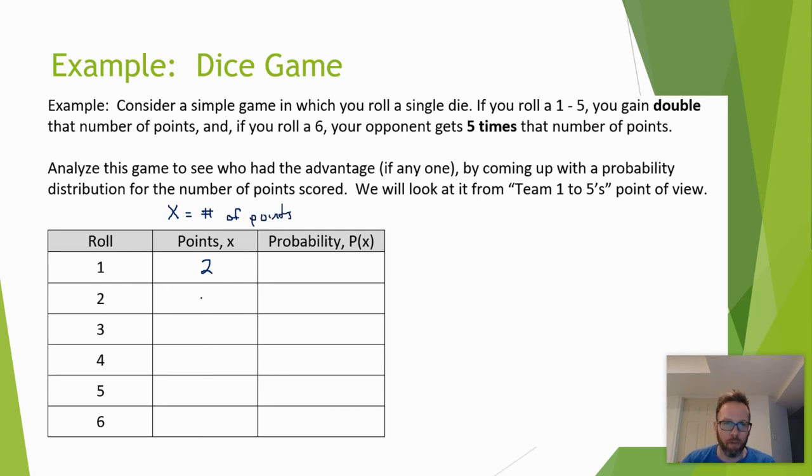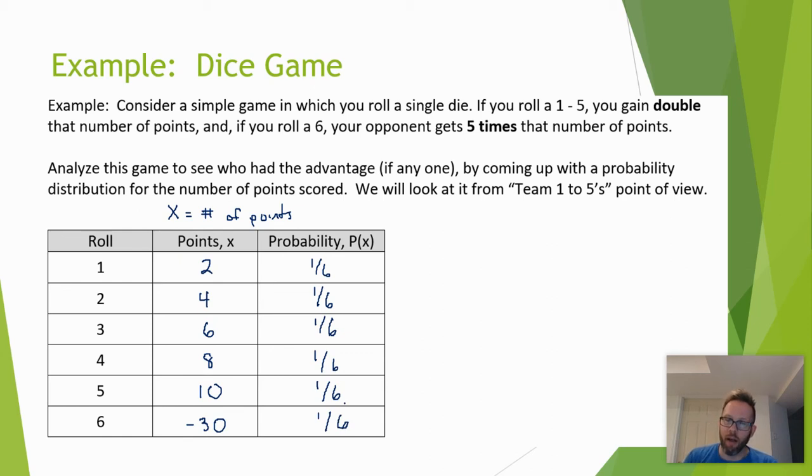If you roll a 2, we get double that. If we roll a 3, we get double that, 6 points. If we roll a 4, 8 points. And if we roll a 5, we get 10 points. Now, if a 6 is rolled, our opponent gets 5 times the number, 30 points. So from our perspective, in terms of how much we're winning or losing by, it's like we lost 30 points. So you can put a negative 30 there. And because we're using a simple die, the probability of getting each roll is just 1 out of 6. So this is an example of a uniform distribution.